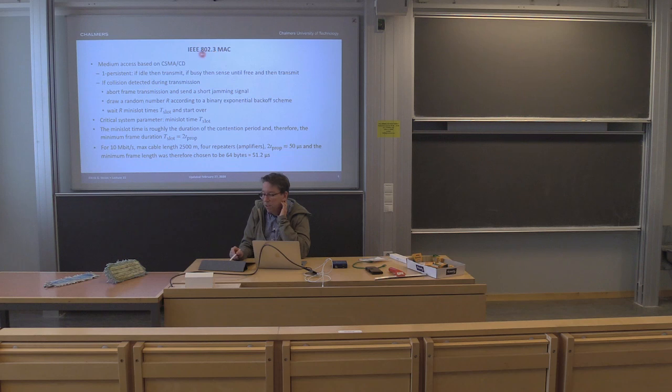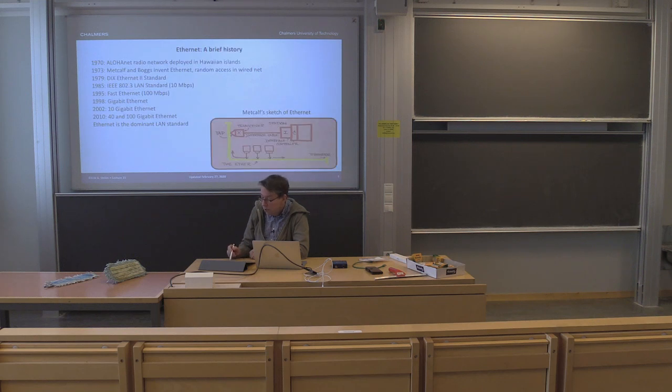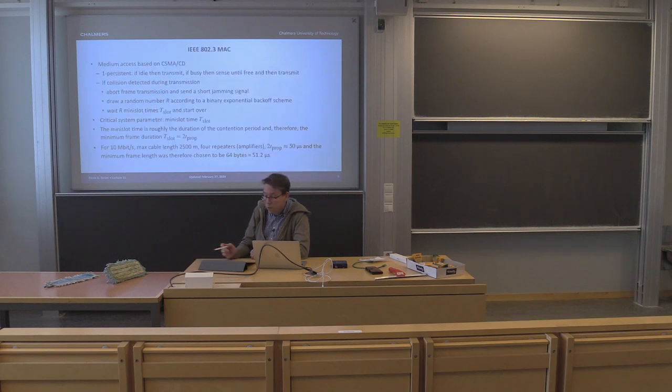Okay, so this is the IEEE version of Ethernet. It's a MAC protocol, which means that it needs to do medium access control. It needs to do medium access control here because we have several stations accessing this cable. So how does it work? Well, it's one-persistent CSMA/CD, with CSMA being carrier sense multiple access, and CD collision detection. One-persistent means that if the medium is sensed as idle, then we transmit. If it's sensed as busy, then we sense until it's free and then we transmit.